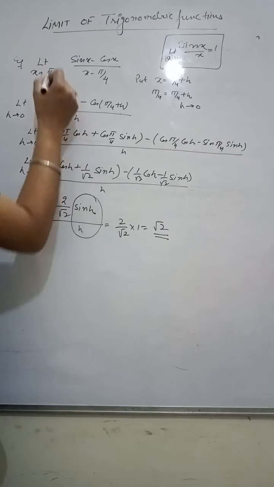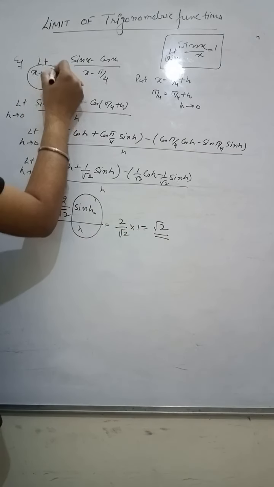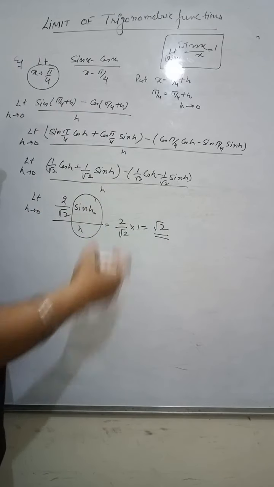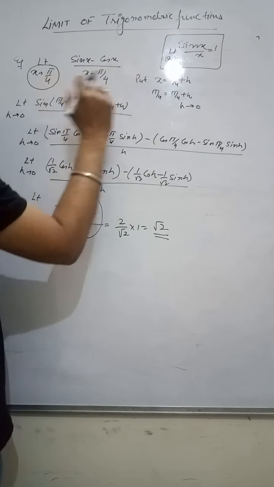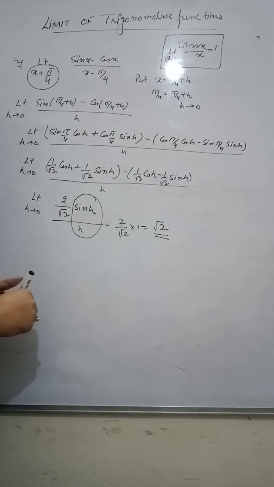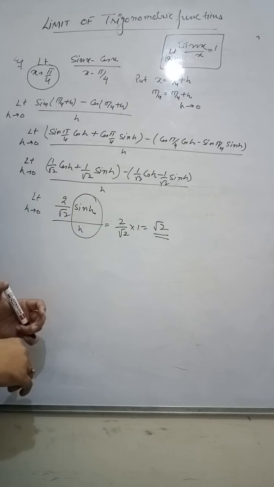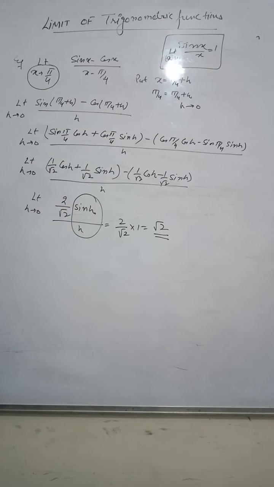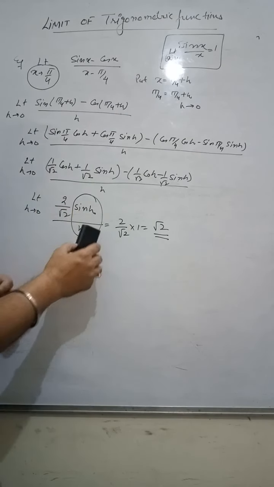So it will always be better, when we have a limit approaching some number other than 0, especially in the case of trigonometry, to approach it to 0 by substituting x equal to a, b, c, whatever, plus h. Let's go for two or three more problems.